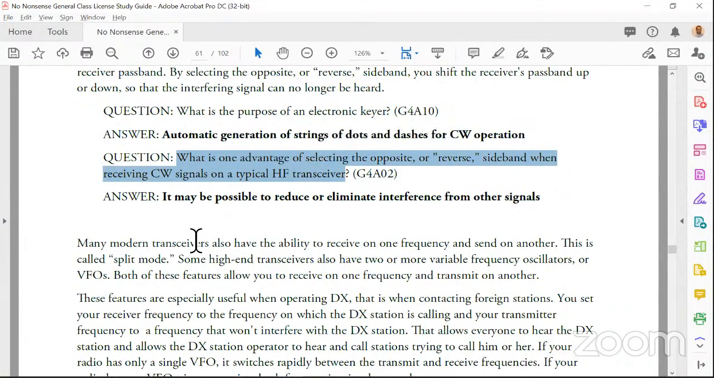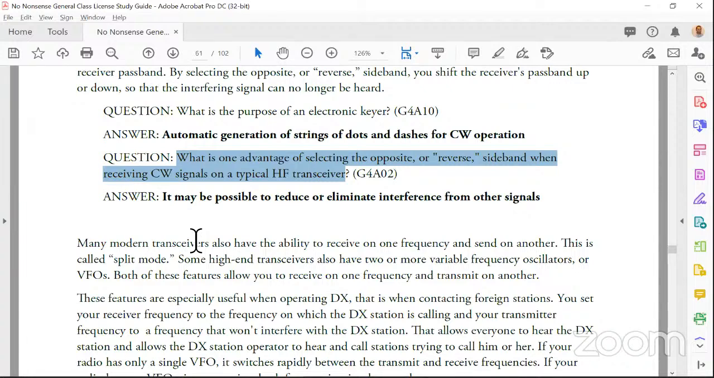What is one advantage of selecting the opposite or reverse sideband when receiving CW signals on a typical HF transceiver? Do you remember we said we may be using the upper sideband when we are listening to CW signals? I know someone put in the last time, it's really the CW knob. You go to the CW position. It is, right? When you are receiving, however, you need to be aware that it's a bit different in that sense. So that was a good point. I think it was Ramzan who raised it in the last session.